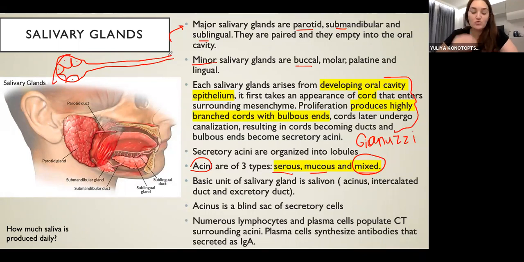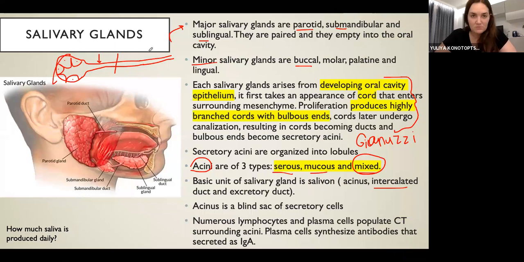This duct is going to be emptying into your oral cavity. You need to know that there are 3 types of ducts. The duct that comes out from the acinus directly, so this first part, this is known as the intercalated duct. Okay, so intercalated duct is this one. It comes out from the acinus directly.